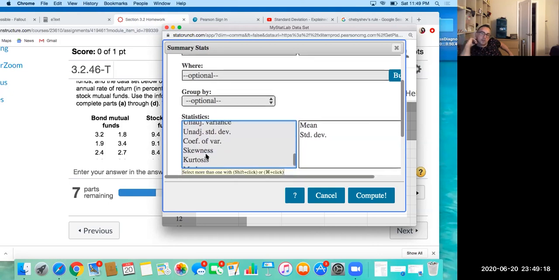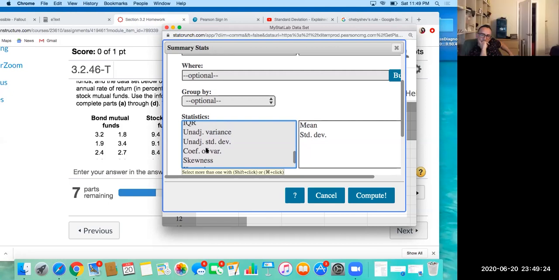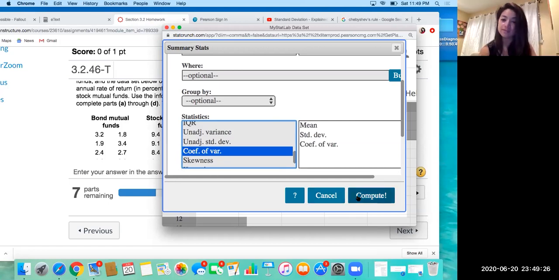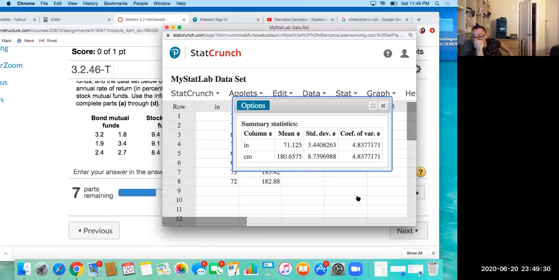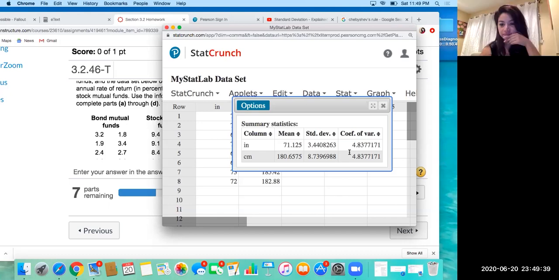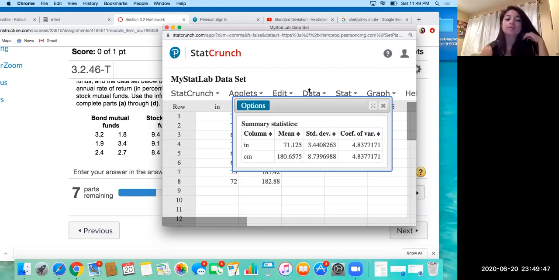Coefficient of variance. Is it that one? No. Is it? I don't think so. Maybe. Let's find out. So the mean is 71, standard deviation 3. 71 divided by 3 is not 4, so nope, that's not it. Because we're doing the mean divided by the standard deviation. Oh, yes, no.